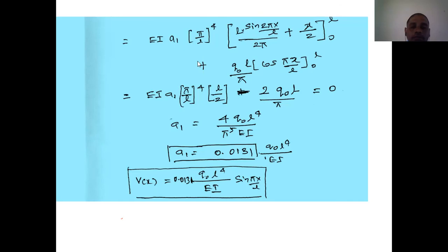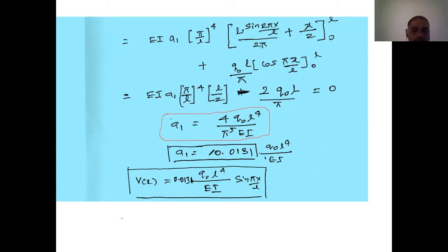Okay, so if you further reduce this equation, you can get the value of A1 as 4 Q naught into L power 4 divided by pi power 5 into EI. So this is the solution, the value of the unknown parameter. If you substitute the value of the unknown parameter in the trial function, then again you will get the equation like this: V of x is equal to 0.0131 into QL power 4 divided by EA into sin pi x by L.